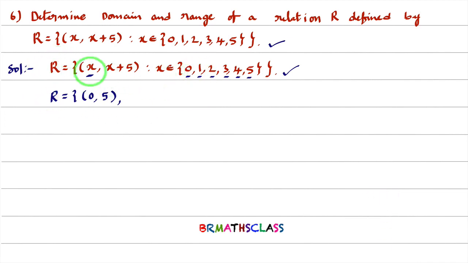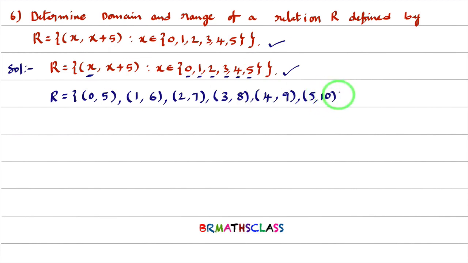Now, in place of x, you write 1. 1 plus 5 is 6. So the second ordered pair is 1, 6. In place of x, you take 2. You substitute 2 here, 2 plus 5 is 7. Now, in place of x, you write 3. So what will you get here? 3 plus 5 is 8. In place of x, we can take 4. If we take 4, 4 plus 5 is 9. In place of x, you write 5. 5 plus 5 is 10. You have written this relation in roster form.